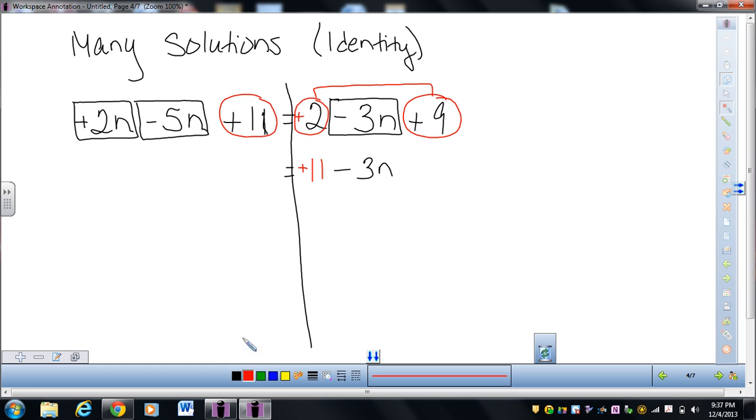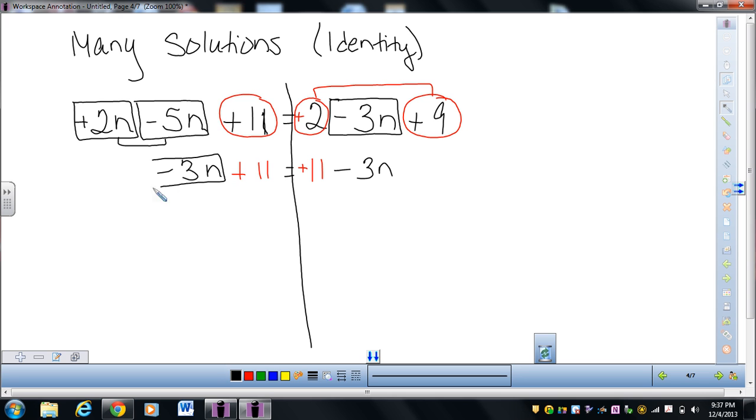And I didn't do anything with this, so I'm going to bring that down. That stays a positive 11. But on this side, I can combine these two boxes. And I know that negative 5 plus 2 is going to be negative 3n. Okay, so that is what my equation looks like once I have simplified. Okay, so next I am going to box and circle again.